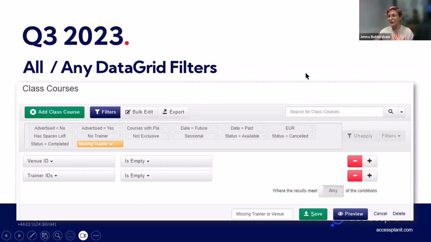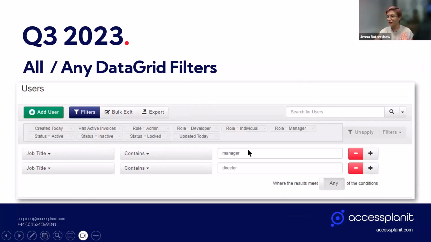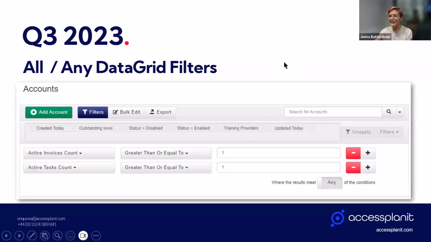Another example similar to the one that we just walked through, job title contains manager or job title contains director, and that's in the users data grid. And then as a final example, say if you're an account manager, you could build a filter that shows you all accounts that have active invoices or active tasks, so that you can quickly whittle down that accounts data grid to just the accounts that require some activity.